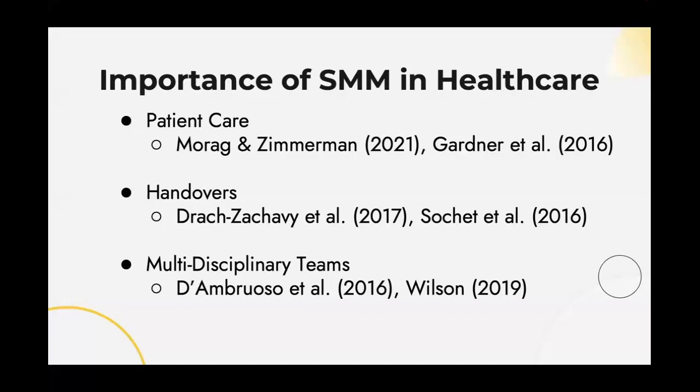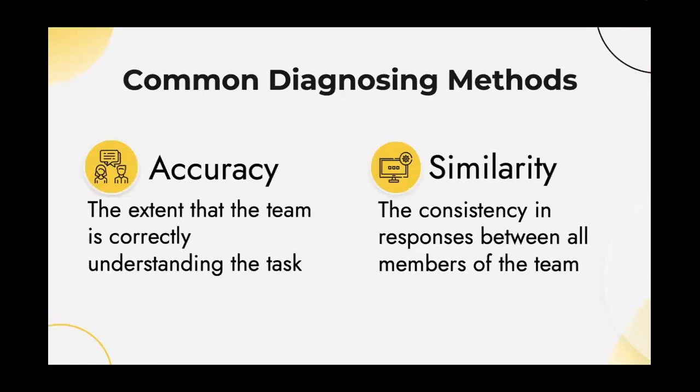Lastly, strong shared mental models are important for team success in multidisciplinary team settings that include members from various healthcare fields and job levels. Two major ways that the quality of the shared mental model is diagnosed are calculating the accuracy and the similarity. The accuracy means the extent to which the team is correctly understanding the task.